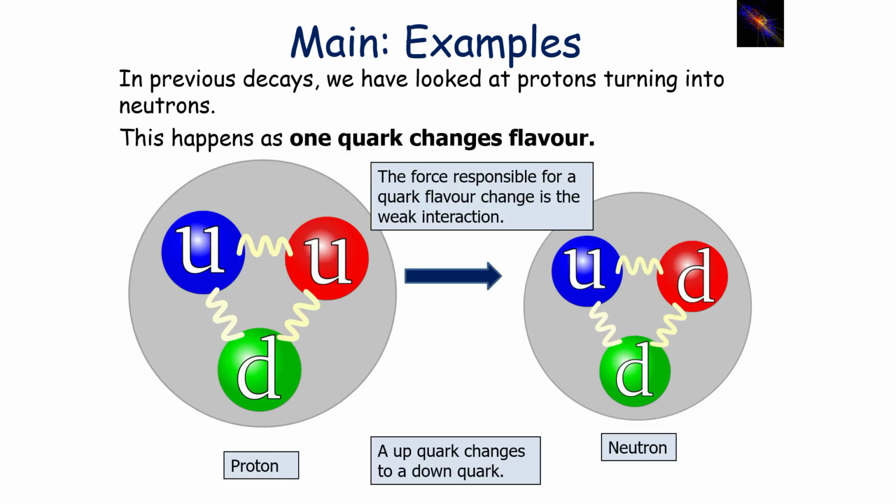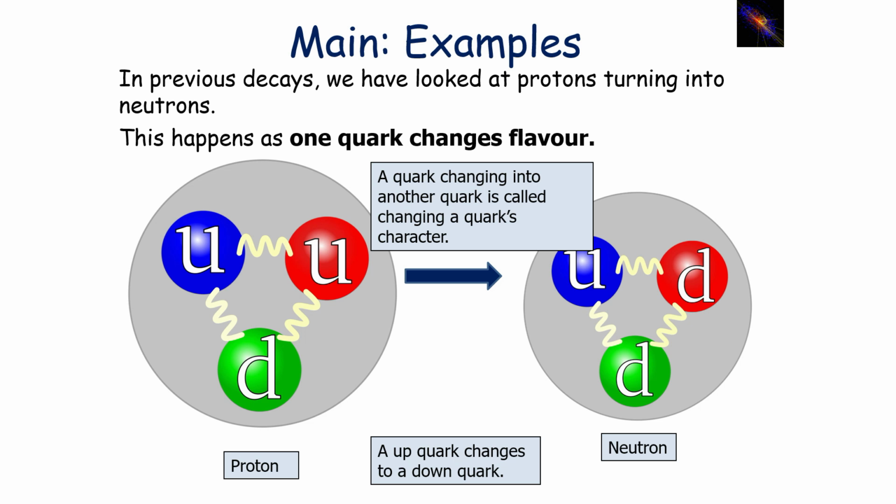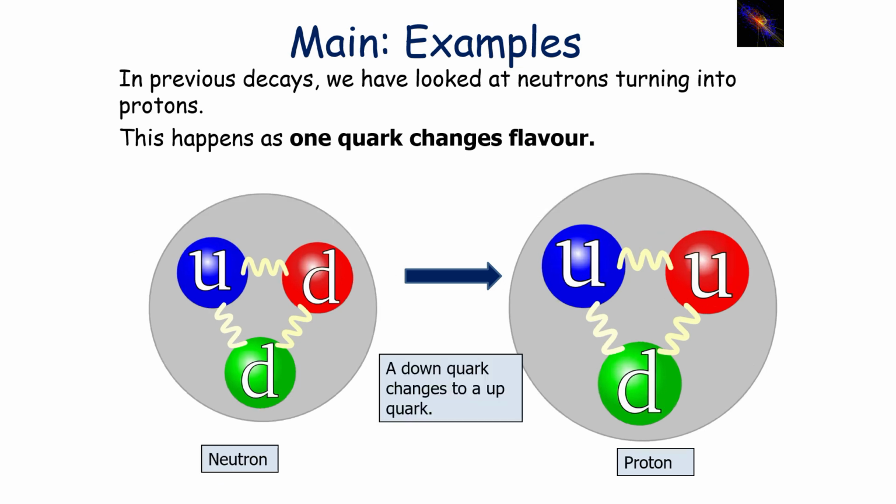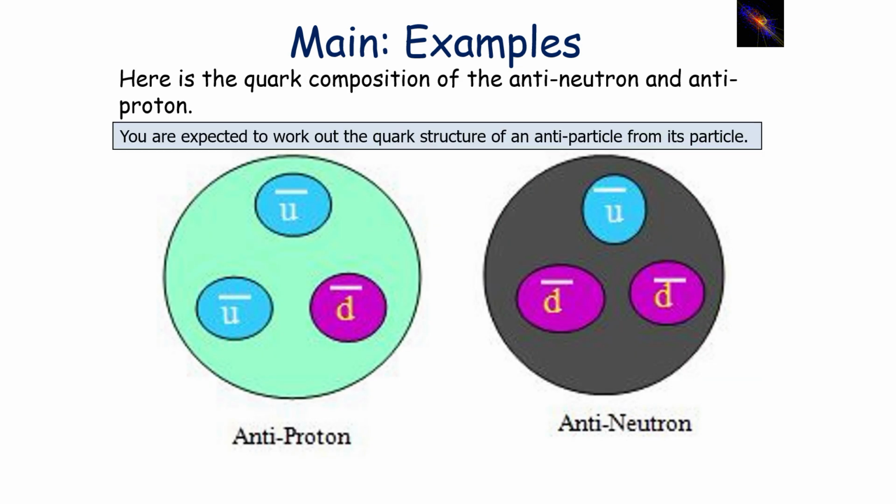Now when you change your baryons, like from a proton to a neutron, what is happening is 1 quark is changing flavour, and the force responsible for this is the weak interaction. So we're changing our quark's character. Only the weak interaction can change a quark's character. We observe a change in a quark's character as a particle change in type. The exchange of a W and Z boson causes a quark to change character. So that's very, very important, as shown here the opposite way around.